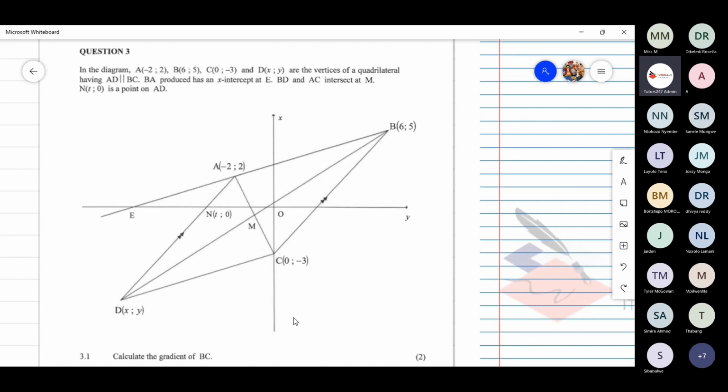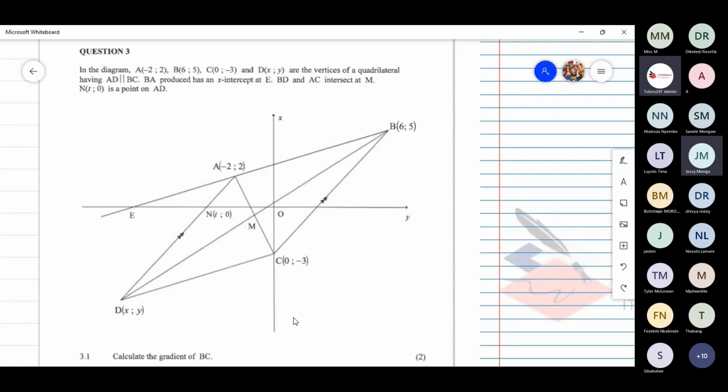So we have question 3 that states, in the diagram, A, which has coordinates -2 and 2, B, which has coordinates 6 and 5, C, which has coordinates 0 and -3, and D, which has coordinates X and Y. So based on that, we can see that the coordinates of D are unknown. Are the vertices of a quadrilateral having AD parallel to BC.